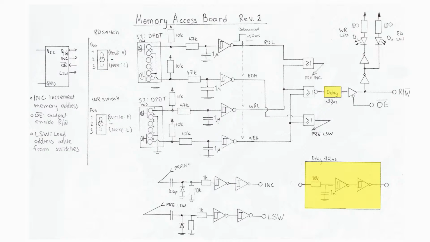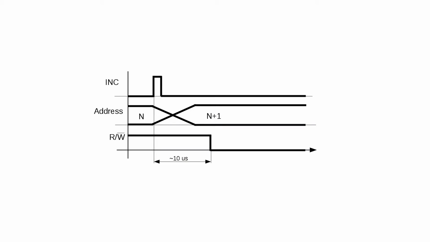The 10 microsecond delay is there to make sure that the write signal is delayed a little while the address register is being incremented. This is to prevent that more than one address is written to during the address stabilization phase.